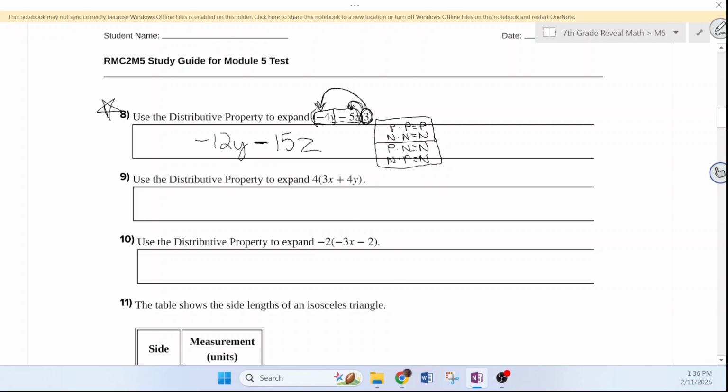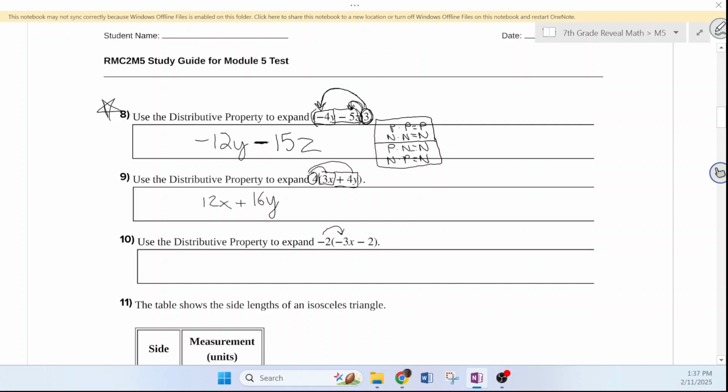So distributive number 9 is a little bit more simple, straightforward. We only have positive, so we're distributing that 4 to these two terms inside. So 4 times 3x would be 12x, and 4 times 4y, right, plus 4y. 4 sets of adding 4y would be adding 16y.